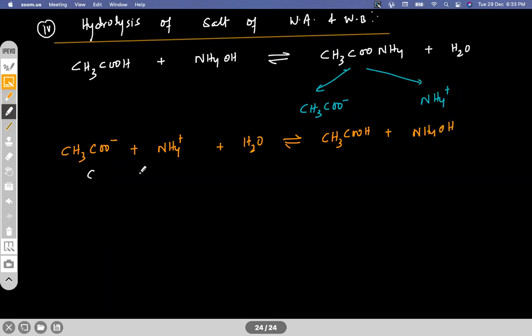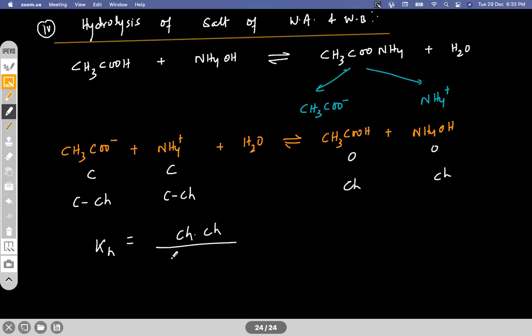So if it is C, zero initially, it is C minus Ch, C minus Ch, Ch and Ch. Okay, so Kh would be Ch into Ch divided by C into 1 minus h, C into 1 minus h, which is nothing but h square by (1 minus h) whole square. Copy this down.